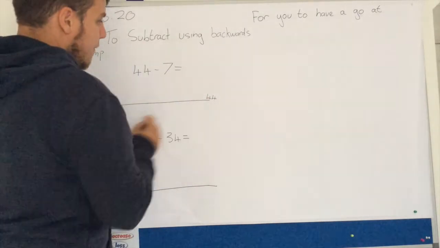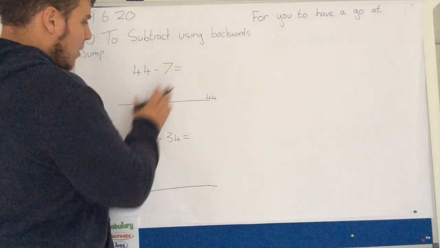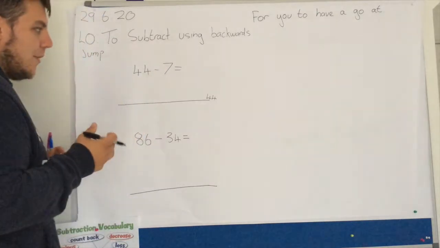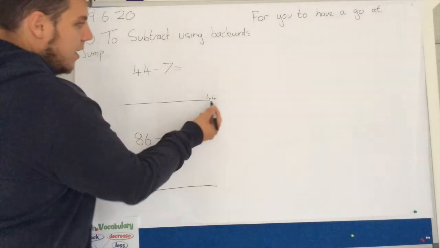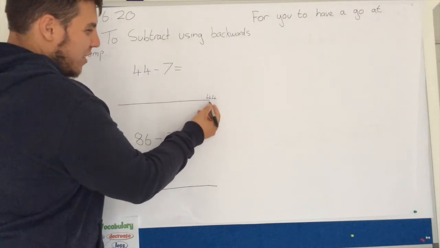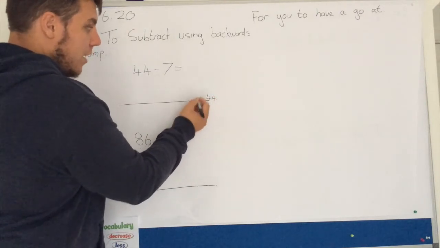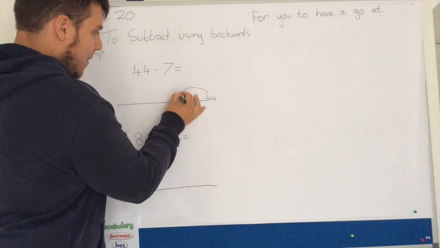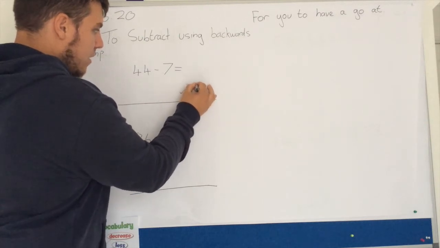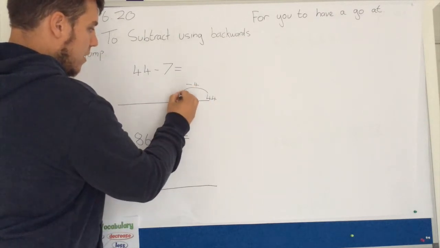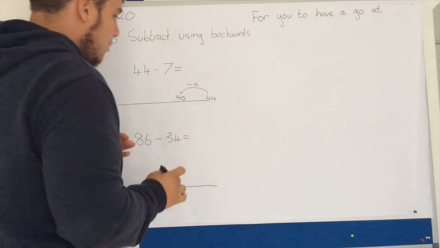So 44 take away 7. I'm looking at that calculation and thinking about how I might be able to make it a bit easier for myself. I've got that 44. Well, I know straight away that if I take away 4, I'm going to get to 40. So that might be my first step. So I've taken away 4, and that's got me to 40.